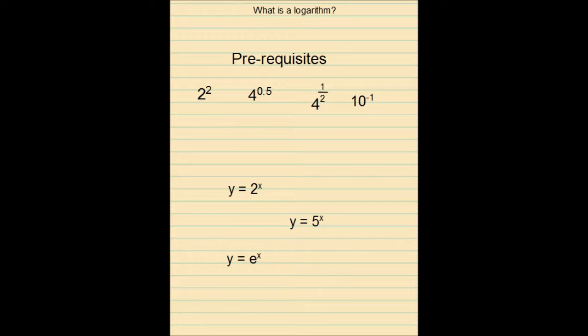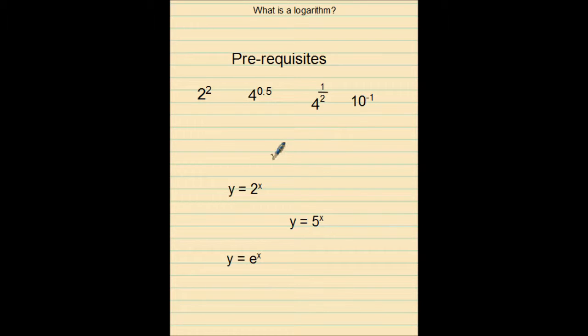In this video, we're going to look at what we mean by a logarithm and what is a logarithm. I'm just going to mention some prerequisites. Before we talk about logarithms, you need to know about indices. For example, what does 2 to the power 2 mean? 4 to the power 0.5, or in other words, 4 to the power of a half, or 10 to the minus 1. If you're not comfortable with these, then you need to stop and revise these.